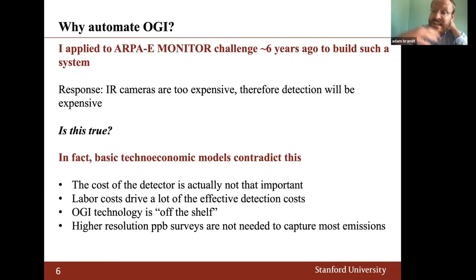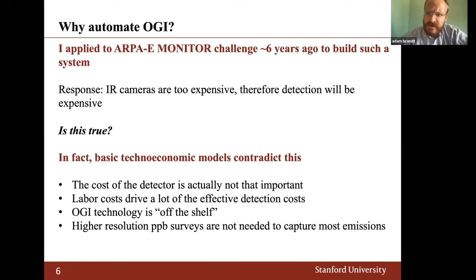It's nice to have something that's mature to build off of, right? Because then you're not inventing the fundamental detection technology. And I actually think the higher resolution, like PPB scale surveys, you just don't need that to solve the problem. In fact, that's just too much shine. You don't need that much shine on your, right? If that metaphor makes any sense. It's not that useful to have high accuracy. So a camera may be just fine.